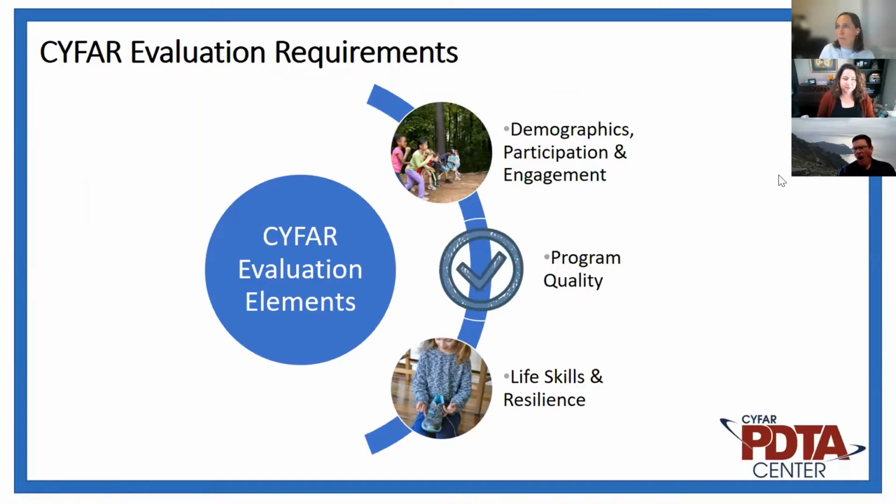And so up at the top, we've got demographics, participation, and engagement. These are parts of the logistics or nuts and bolts of what your process looks like when running your program. Another process outcome we have is program quality. And then our two outcome measures for your participants are life skills and resilience.